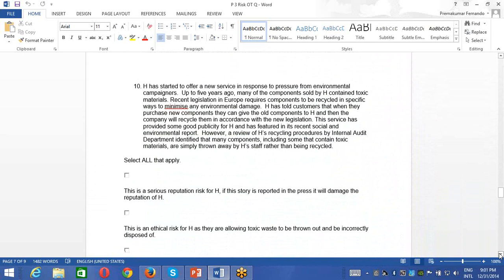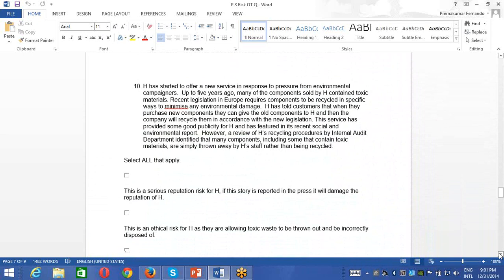However, a review of recycling procedures by the internal audit department identified that many components, including some that contain toxic materials, are simply thrown away by staff rather than being recycled. Now this is what the internal auditors will do. There's a procedure here, there's a policy here, they want to recycle it. But the internal auditors have found these people are not recycling, they're just throwing it away. So select all that apply.